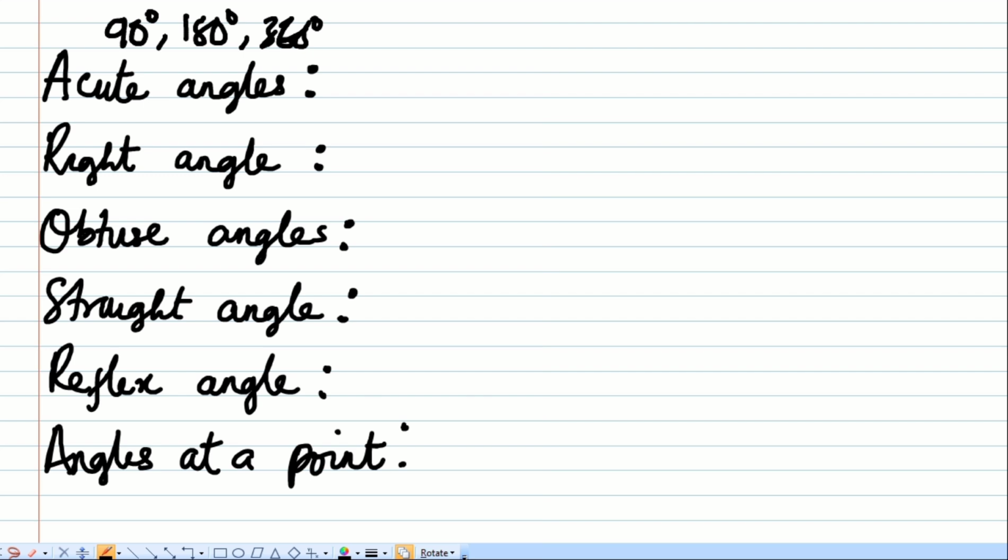Okay, acute angles are angles that are less than 90 degrees. So any angle that is less than 90 degrees is an acute angle. You have 45, 79, even 89.89 or 89.9 itself. So any angle that is less than 90 degrees is an acute angle.